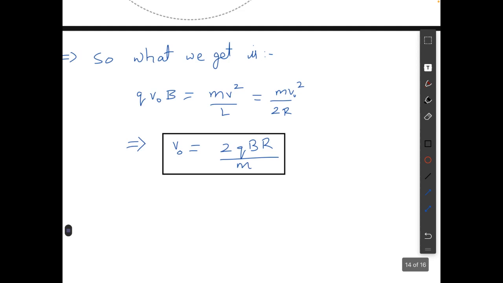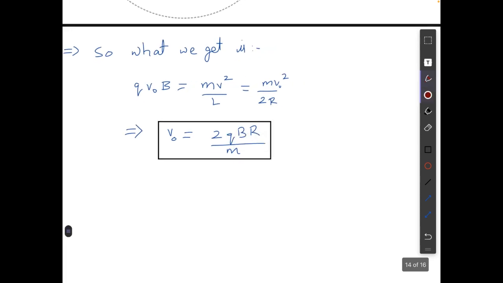So from here we get Qv0B equals mv0² by L, which is equal to mv0² over 2r. So we get the value of Q to be mv0 over 2Br. So yeah, that's the final answer. Thank you.